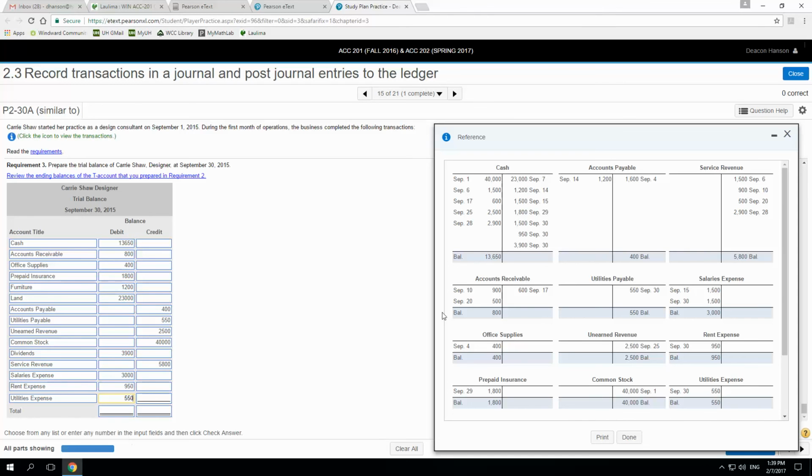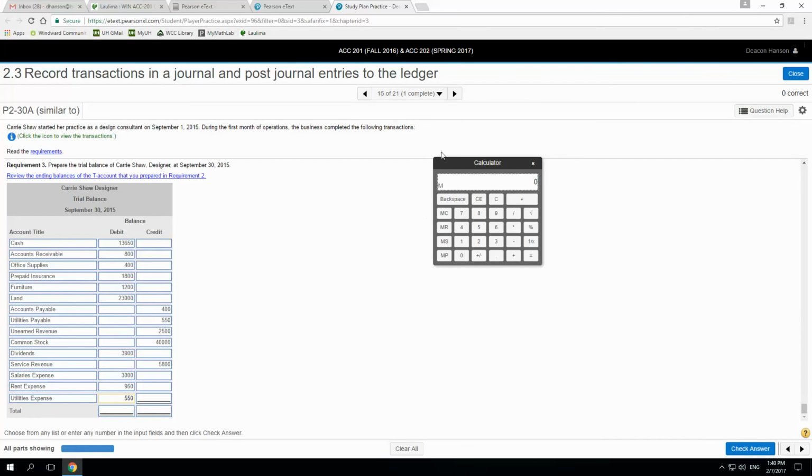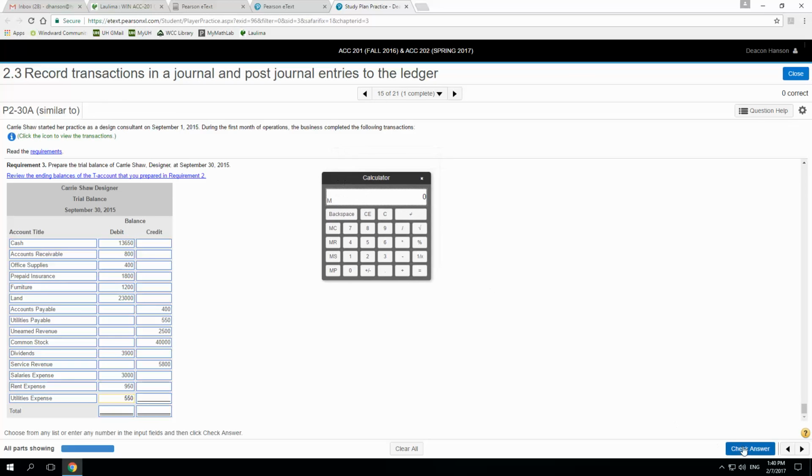utilities expense. And then this trial balance, it's a trial, right? It's a test to make sure we have equal debits and credits. So we have to add up the debit column and then add up the credit column. And if they're not in balance, whatever you do, don't hit check answer, because you need to go back and figure out why the two columns are not balancing. Clear that memory out.